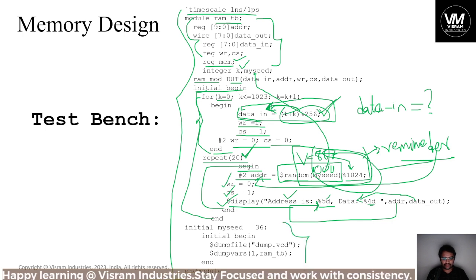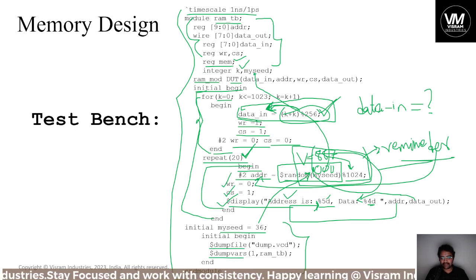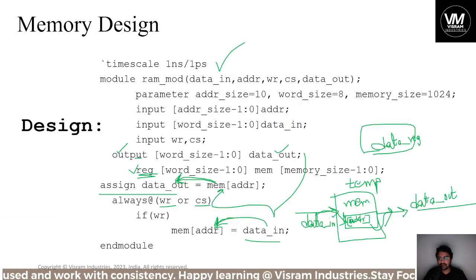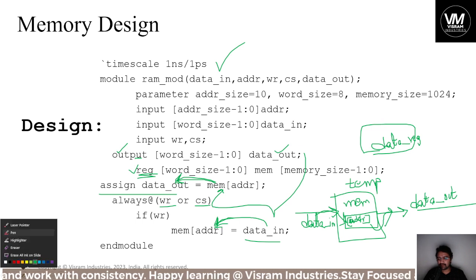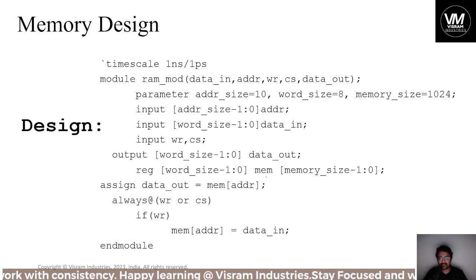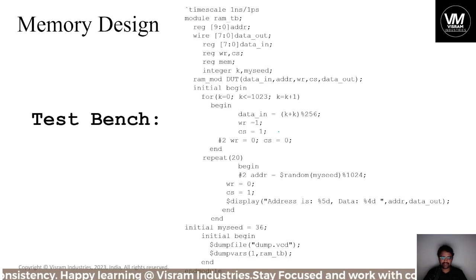For the value, you can see myseed is 36 that I have given here instead of 887, and for that you can see dumpfile and dumpvars are for the output waveform generated. So this is how you can write the test bench for a memory design of 1 kilobyte with bidirectional and read and write process.